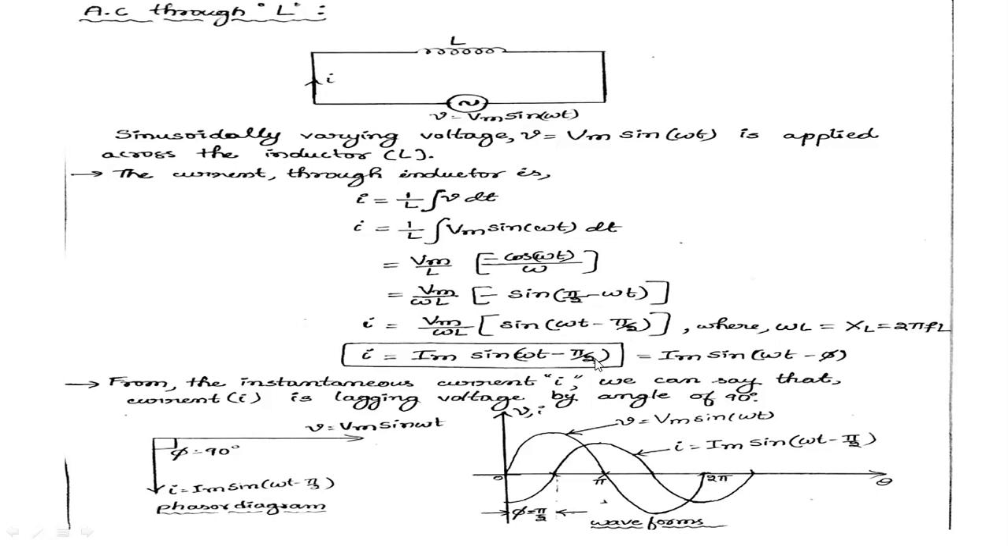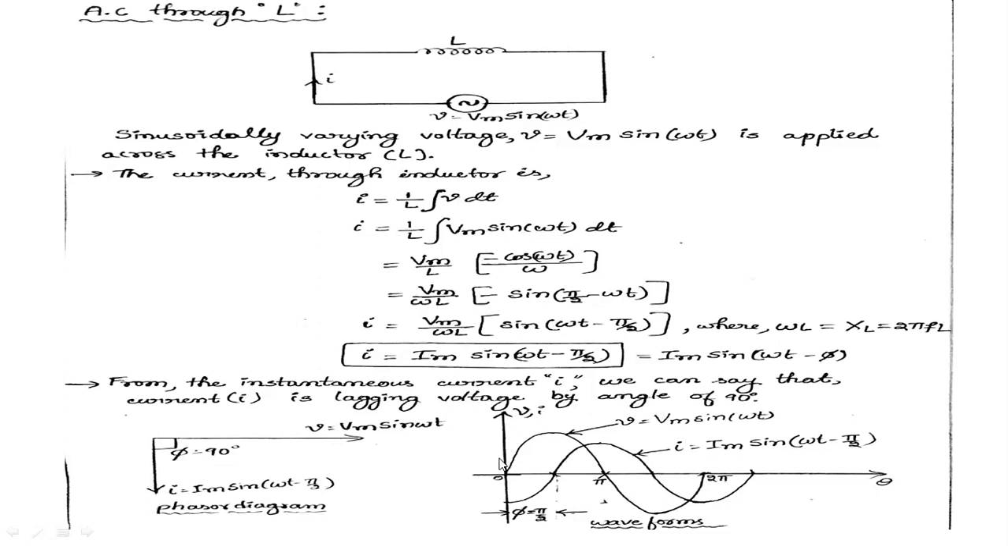For the case of a pure inductor, the current lags the voltage by 90 degrees. The equation is Im sin of omega t minus pi by 2. Now see the phasor diagram. V equals Vm sin omega t, and the current I equals Im sin of omega t minus pi by 2. This is the pure inductor case: the current lags the voltage by 90 degrees.